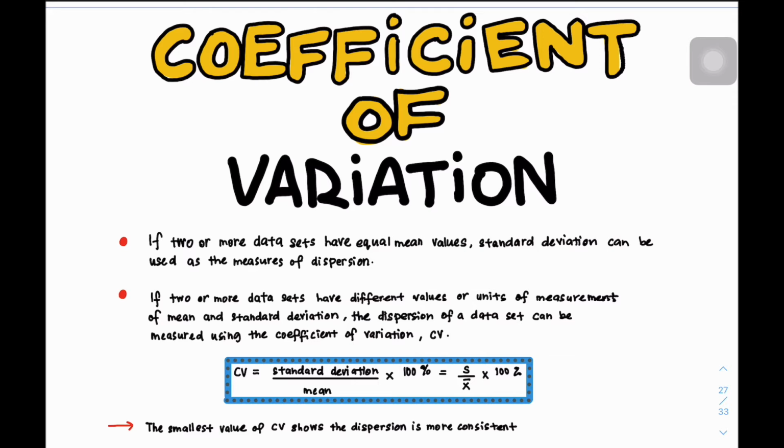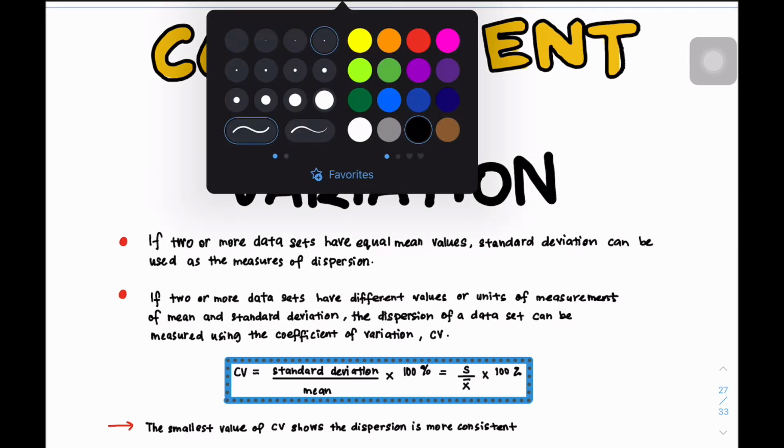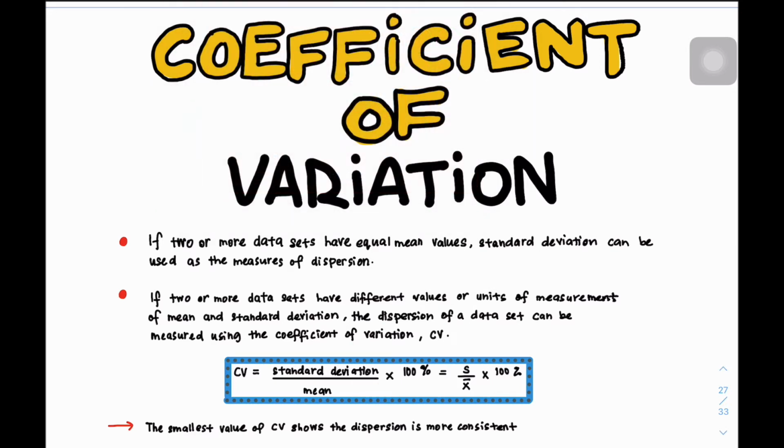Okay, so standard deviation dia simbolnya S. Okay, ni sama je lah, cuma dalam bentuk simbol. Okay, S is standard deviation divide by mean dan darab dengan 100. So itu adalah how to calculate the coefficient of variation.